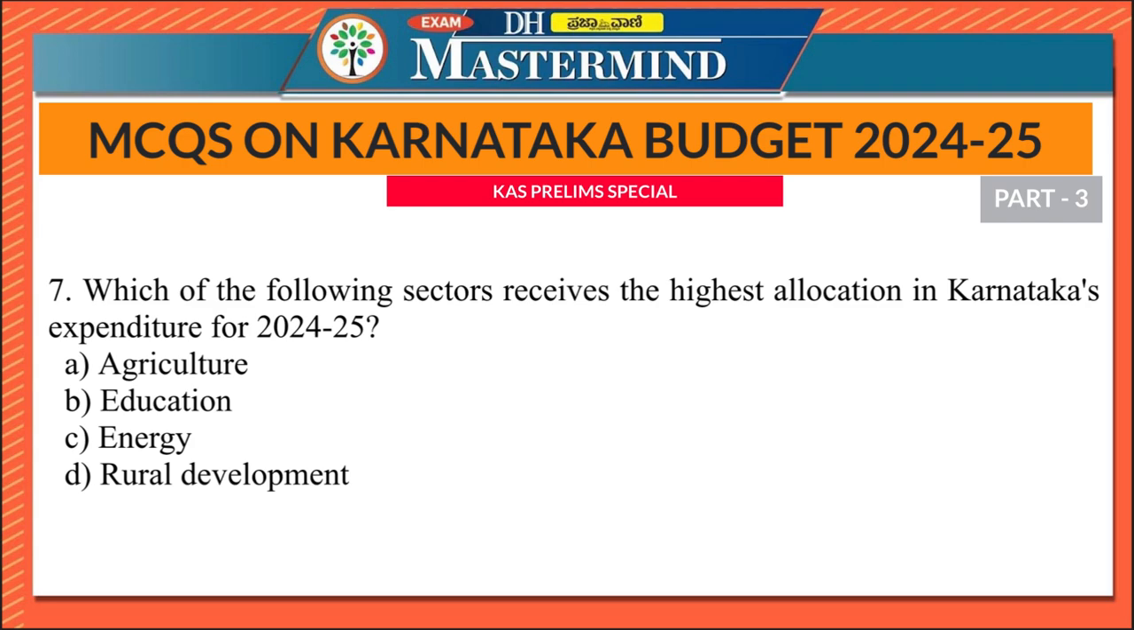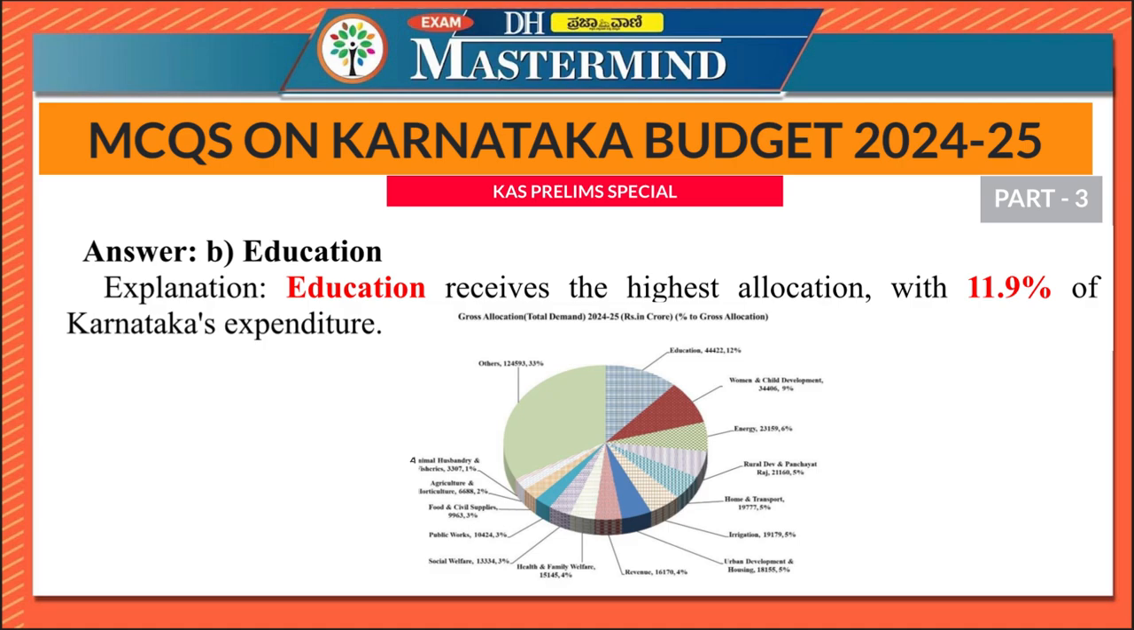Seventh question says, which of the following sectors receives the highest allocation in Karnataka expenditure for 2024-25? Agriculture, education, energy, rural development. So the right option is option B, education. So education receives the highest allocation, that is 11.9%. Actually, if you look at the graph over here, it is told that for 12%, 44,422 crores has been allocated to the education sector.